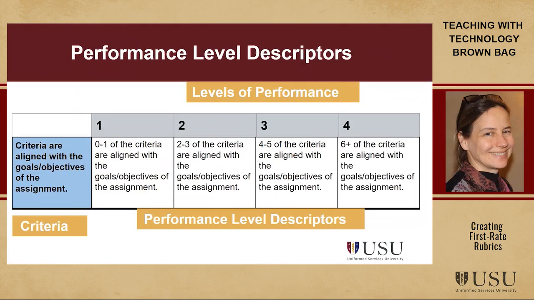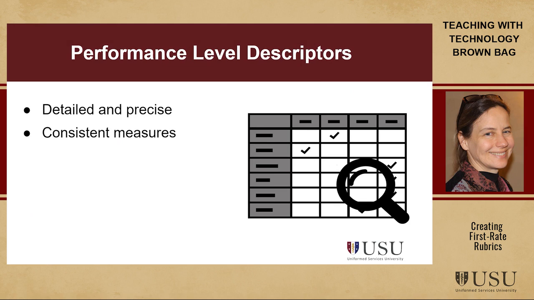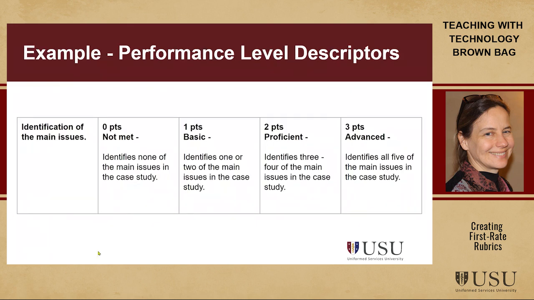So now let's talk about the performance level descriptors. And those are the cells where the most detailed information is going to be given about how to score and how to meet those particular performance levels for the criteria. The analytic rubrics are most in-depth and thorough because those descriptors are detailed and precise. They show consistent measurements, clear scoring. They have clearly expressed standards for what needs to be done, and they have logically and evenly spaced gradations between them. So now let's look at one that does have scoring and has this precision.